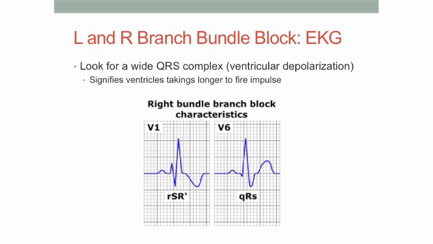When we look at the EKG of the left and right bundle branch block, we look for a wider QRS complex, and this signals ventricular depolarization, and this means that the ventricles are taking longer to fire the impulse and to contract. So on the left-hand side, we can see a normal QRS complex, but on the right, we can see a wider QRS complex.